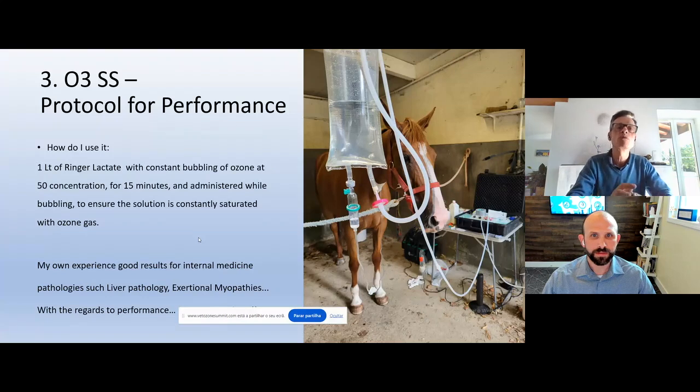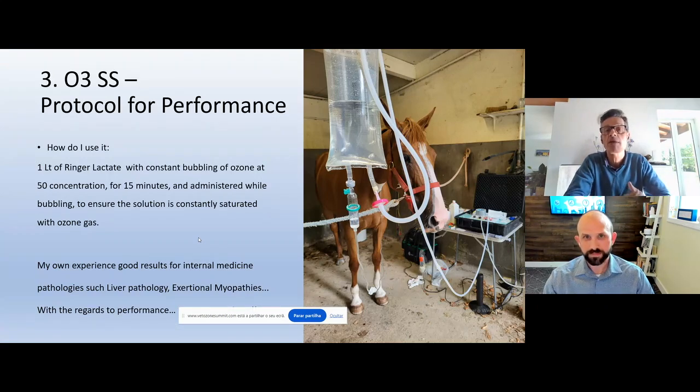What do I do? I use 1 liter of Ringer lactate. I bubble it at 50 micrograms per milliliter for 15 minutes. And when applied to the animal, I still leave it bubbling. That's the protocol. I'm not that convinced in terms of performance uses. But with this administration, I had very good results with exertional myopathies, with liver pathology.